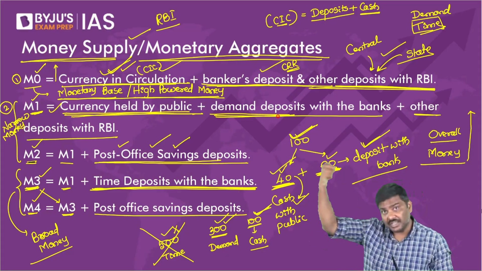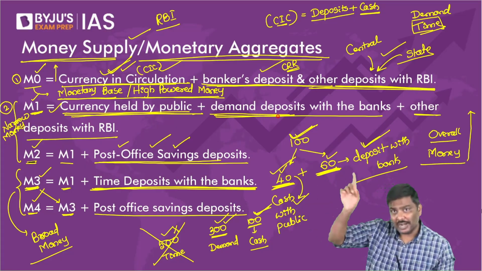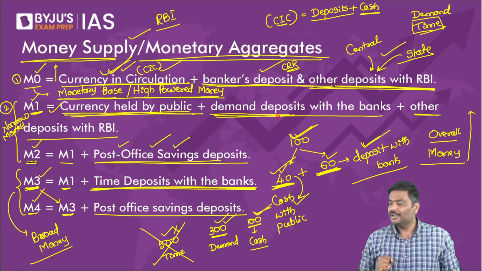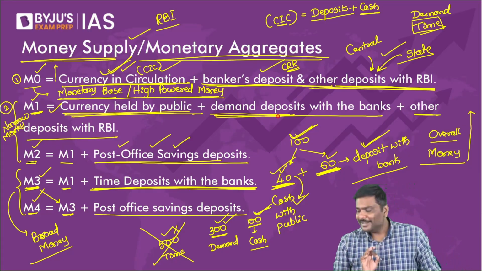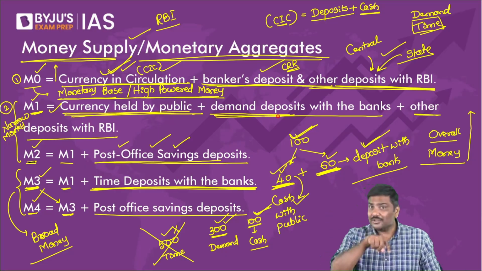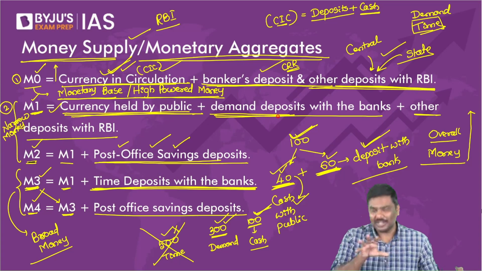Inflation is very high. M1 is very high. Will you reduce repo rate at this point of time? Tell me now. Will you not increase repo rate instead of reducing repo rate?